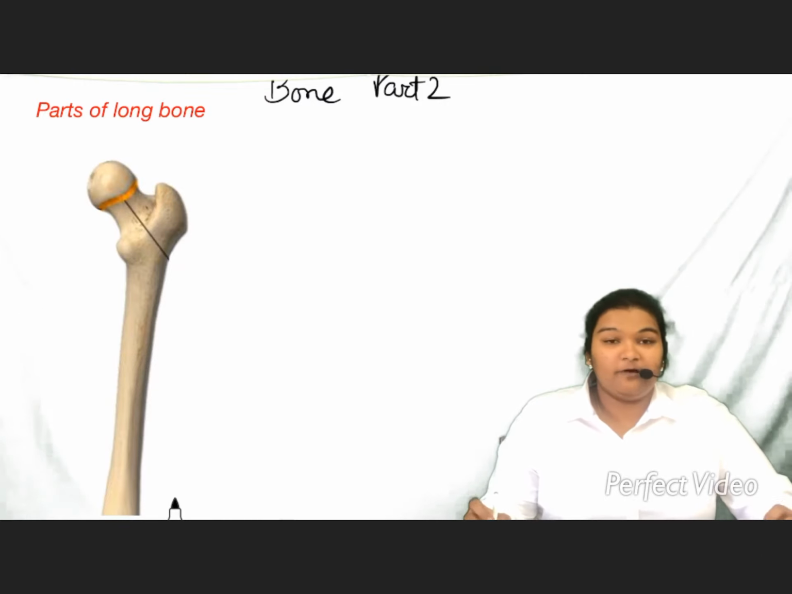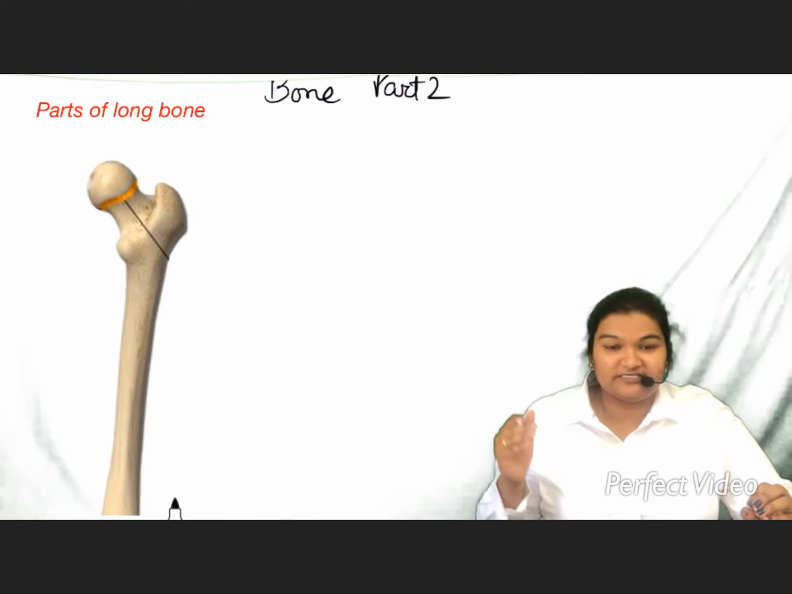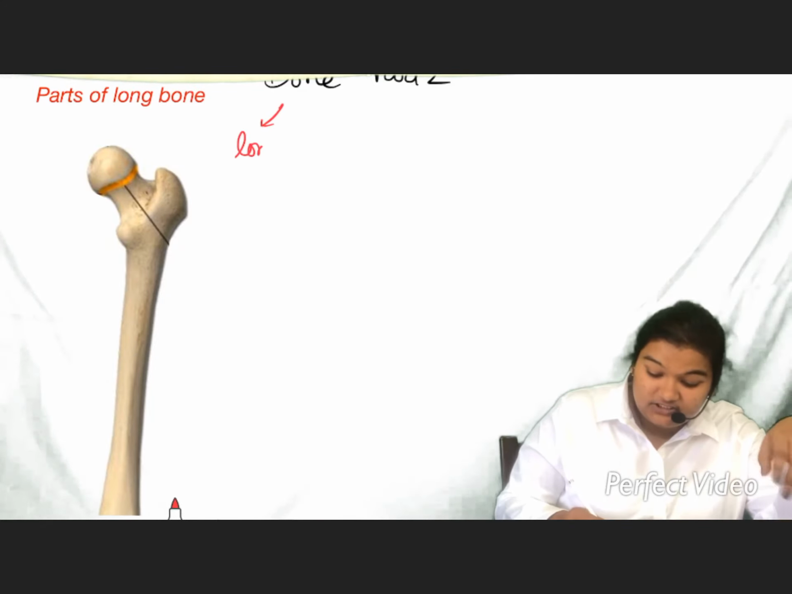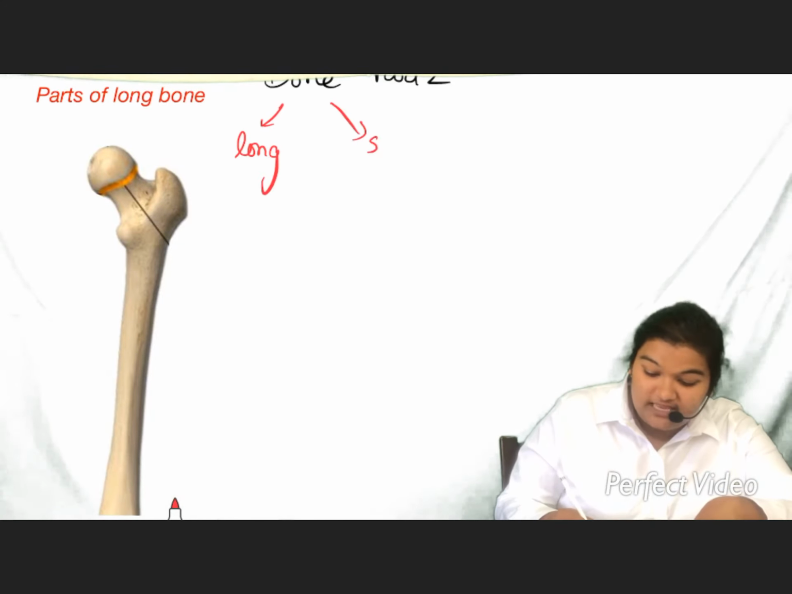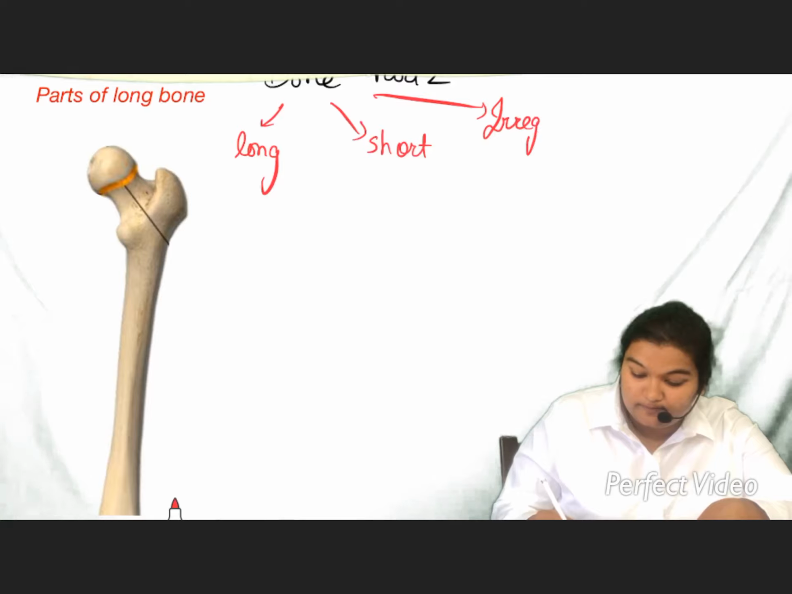Now let us see part 2 of bone. In part 2 of bone, we will be discussing the parts and anatomy of bone. Right. So there are 3 types of bone present in the body. The first is the long bone, then the short bone, and then we have the irregular bone.